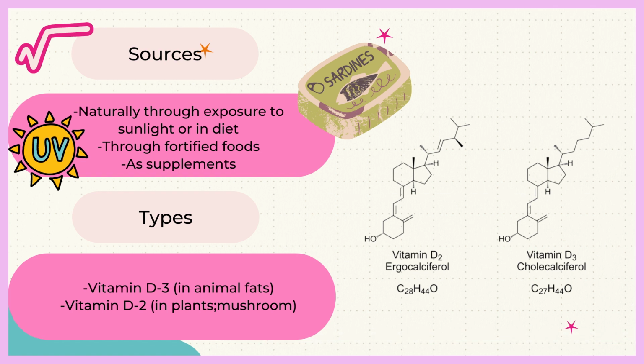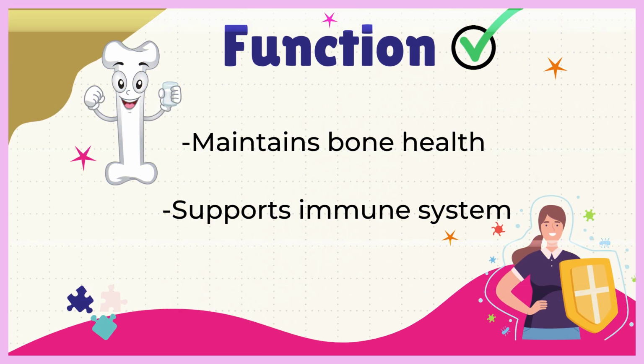The main sources of vitamin D are sunlight or diet, through fortified foods, and also supplements. There are two types of vitamin D, which are vitamin D2 and vitamin D3. The main function of this vitamin is to maintain bone health and support the immune system.